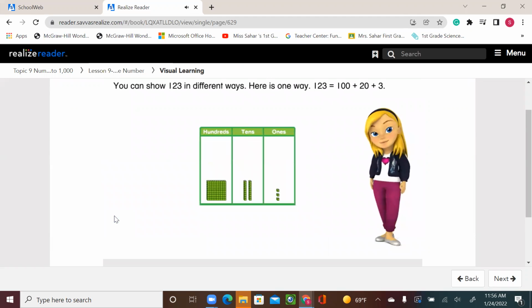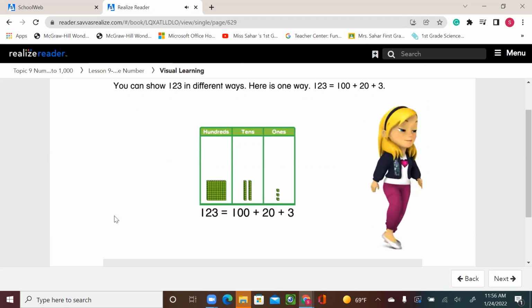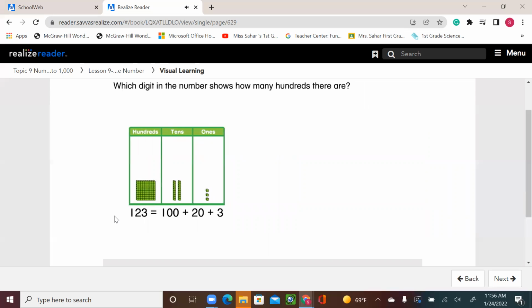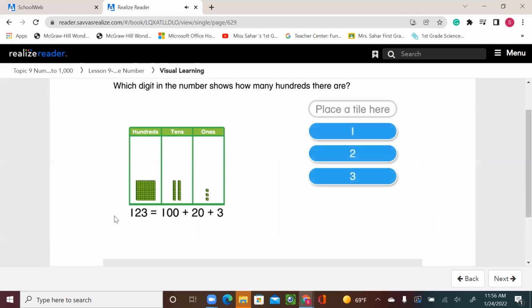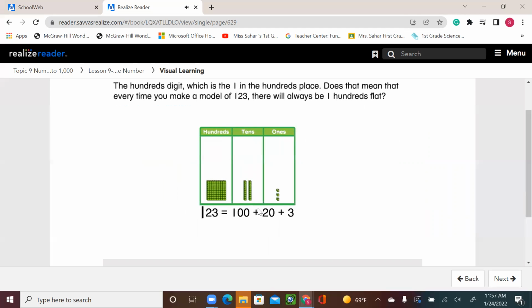You can show 123 in different ways. Here is one way. 123 equals 100 plus 20 plus 3. Which digit in the number shows how many hundreds there are? When I look at my number, 123, and I have 100 only, it's the number 1. The hundreds digit, which is the 1 in the hundreds place.